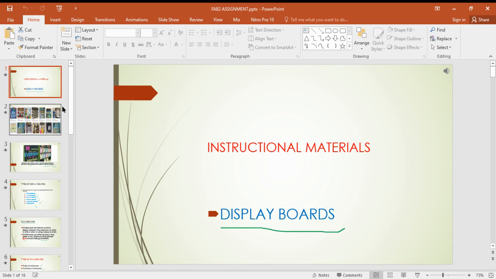And we shall dwell mostly on the first instructional material, which is the display boards. And we need to define what display boards are. Display boards simply means artificial surfaces on which visual and verbal symbols are presented for the purpose of learning and for portraying certain information.